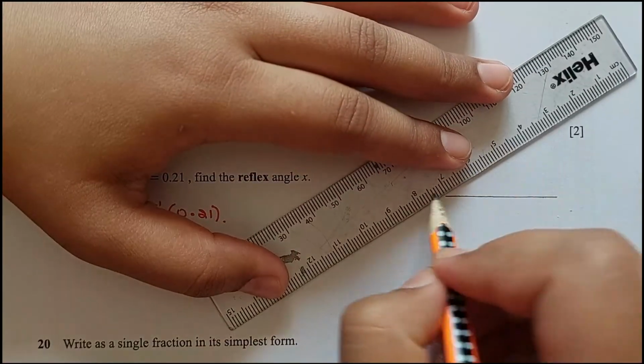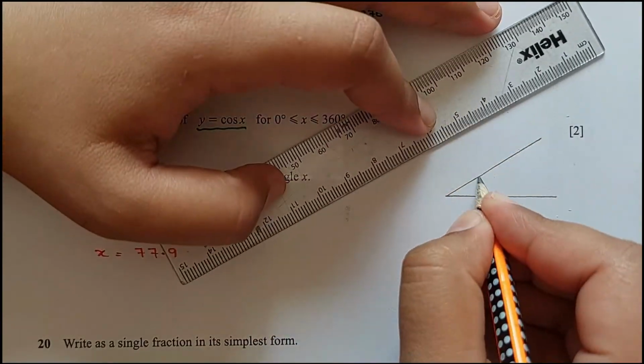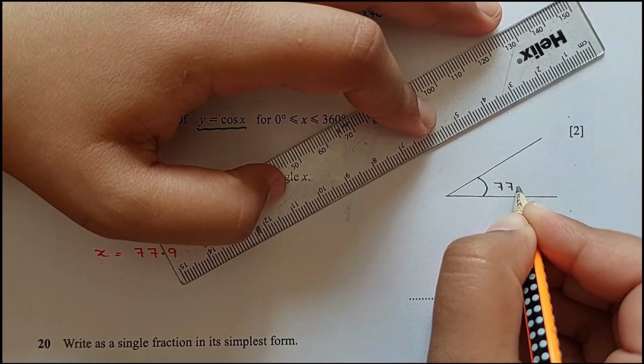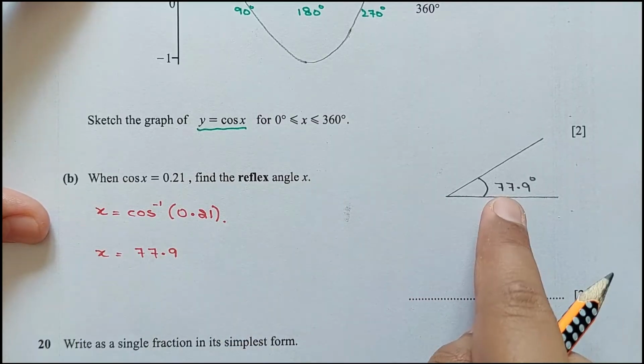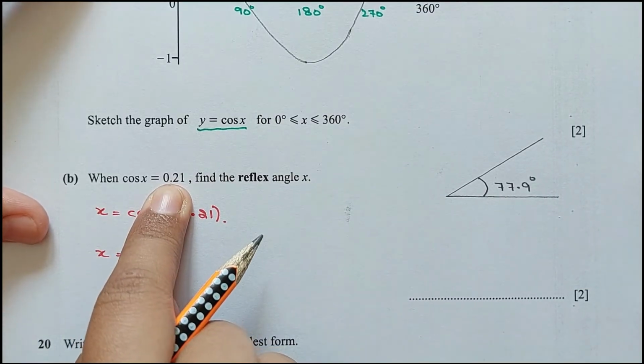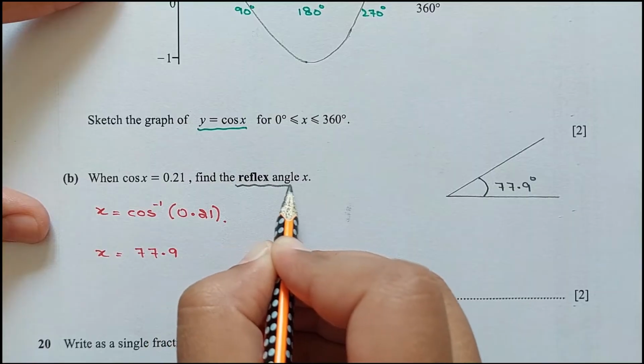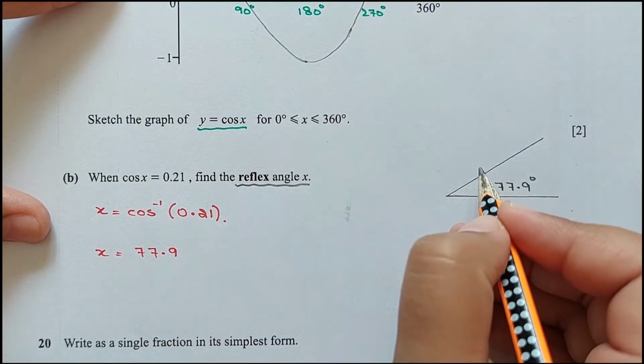77.9. So if I draw this information over here, 77.9 is that angle. So this is the angle. Cos of 77.9 is equal to 0.21. We have to find the reflex angle of x. The reflex is this angle.